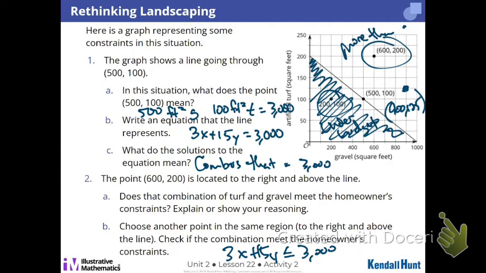What would be a great point to test to make sure the shaded region works? The origin. So 0, 0. Is 0 plus 0 less than or equal to 3 bands? Yes. So is 0 in the shaded part? Yes. Awesome. Next question. Why do we not go into the second, third, and fourth quadrant on this one?